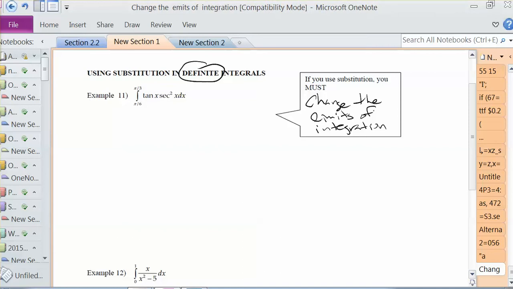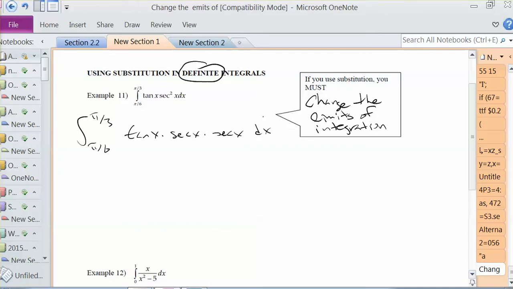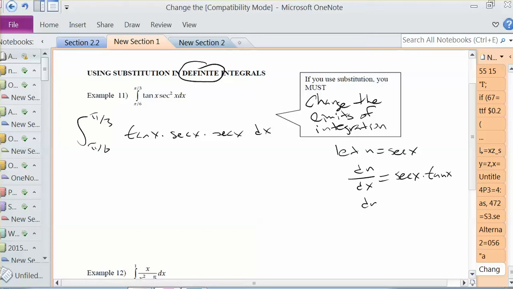We have tangent x times secant squared x dx. Okay, so I'm going to rewrite this in this manner. I'm going to do tangent x times secant x times secant x dx. Now hopefully you recognize that if we let u equal secant x, that du over dx will be secant x times tan x. Hopefully you can see that. And if I multiply both sides by dx, secant x times tangent x dx is what du is going to equal.